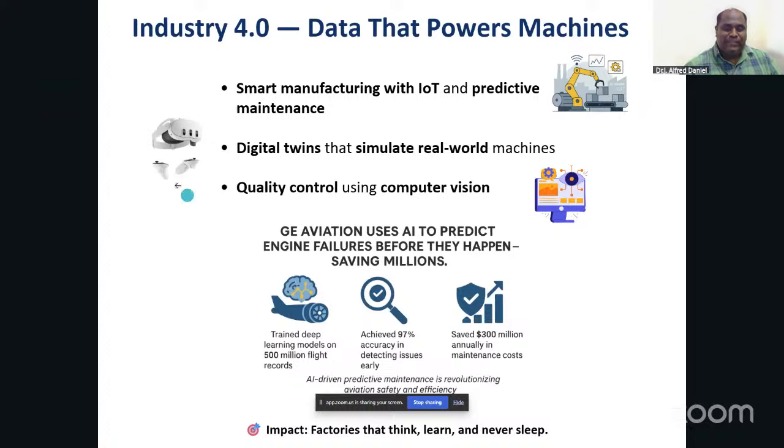So this is one aspect, and the application scenario is larger in terms of the industrial aspect. Right? So this is how data powers machines. So what is the impact? We are creating factories that can think, that can learn, and that never sleep. That kind of impact data science creates in terms of industrial data. Right? So the data that powers machines.